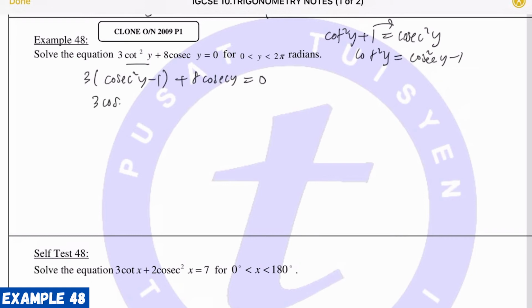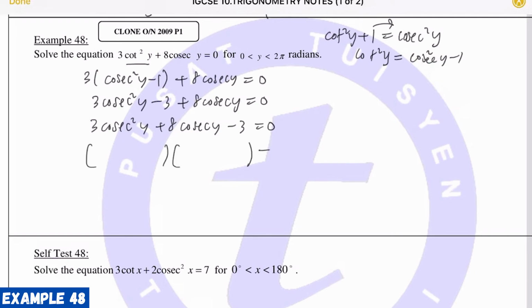So as you expand, this is 3 cosecant square y minus 3 plus 8 cosecant y equals 0. Just simplify this: 3 cosecant square y plus 8 cosecant y minus 3 equals 0. 3 times 3 is 9. What's the factor? 9 and 1. So to get 8, I must use 9 and 1. Okay, so this will be a plus and a minus. So my cosecant is 1 over 3 or negative 3.